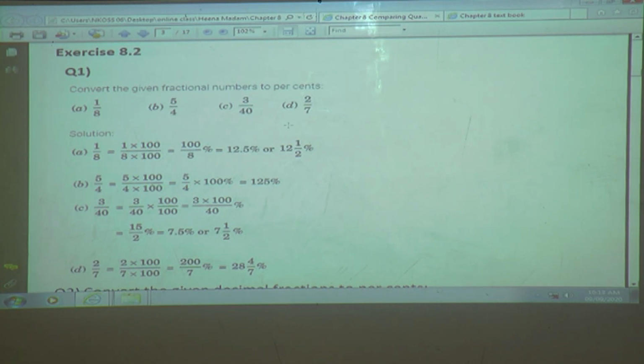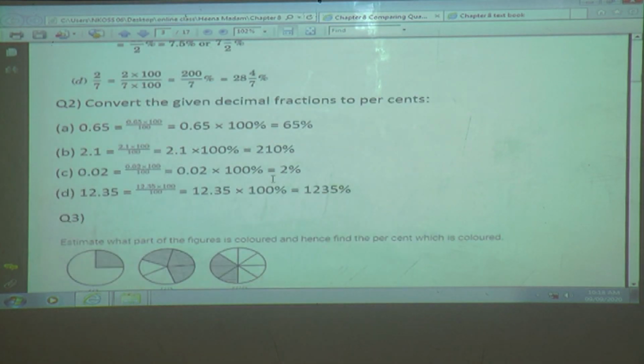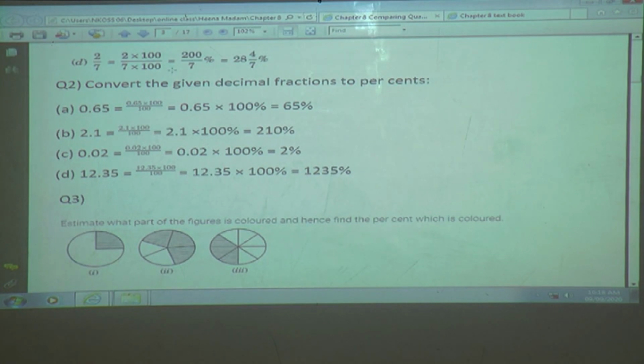Now one more example, 2 upon 7 is given. Again we have to convert into percent. So what we will do is multiply it by 100%. See if it is possible to reduce it. If not possible, multiply and find it as a mixed fraction, which will be 28 4 upon 7%. These are very similar examples, where fractions were given and we converted them into percentages.